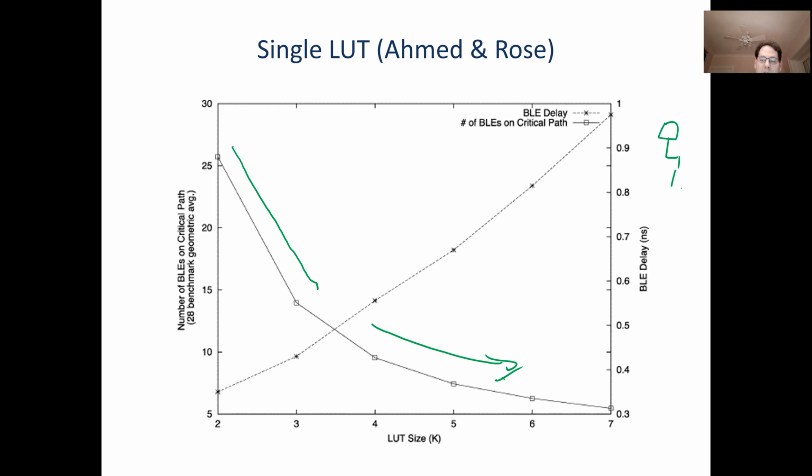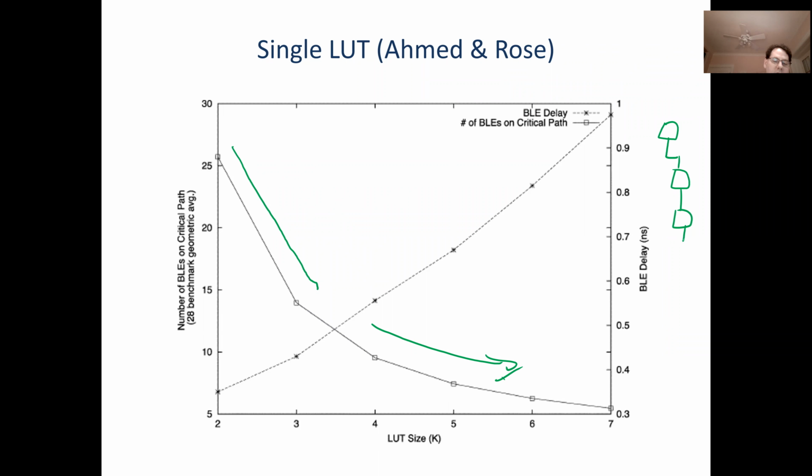Okay, so for delay, what we care about is chains of lookup tables. And that's what this is showing. That number of chains goes down, for the average circuit, from about 26 lookup tables in series down to, by the time we get to 7 input lookup tables, about 5. So a big reduction in logic depth.